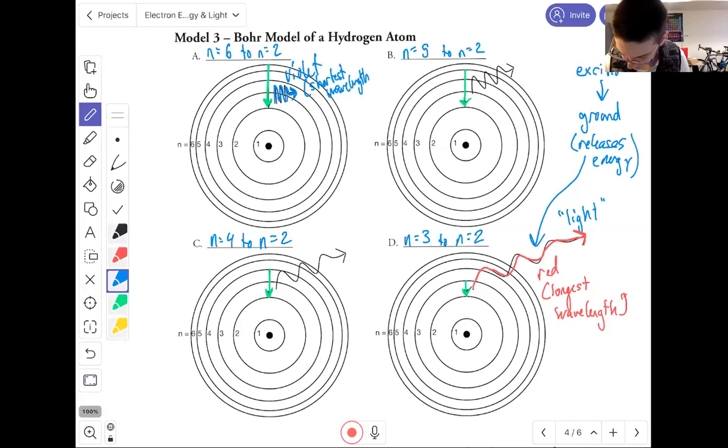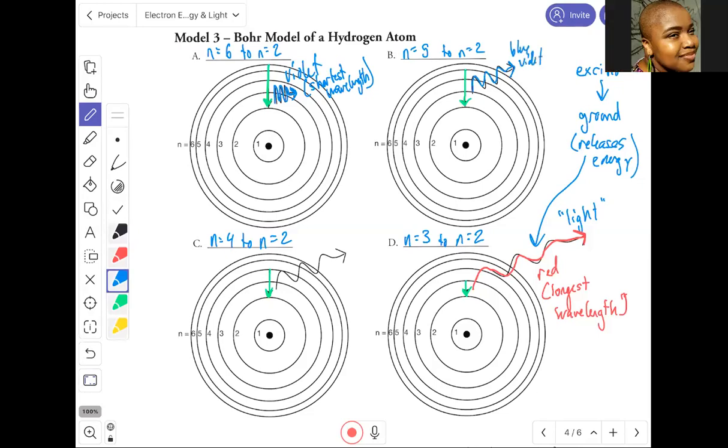So then I have to figure out, I've got a blue-green and a blue-violet. Which one is going to be closer to the super short violet? The blue-violet. So which letter is blue-violet? B. And that means that C by default is the blue-green.